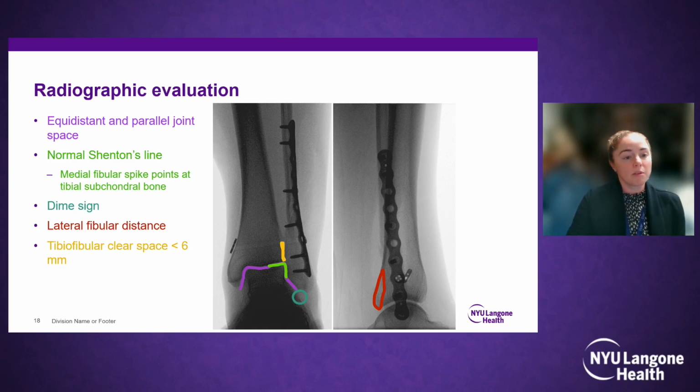You want to also look at the tibiofibular clear space, which should be less than 6 millimeters away. So if you have too much gapping there, if it's too wide, you should be careful of that. And then finally, your medial clear space, the number to remember is less than 4 to 5 millimeters. If it's wider than that, then your syndesmosis is malreduced.